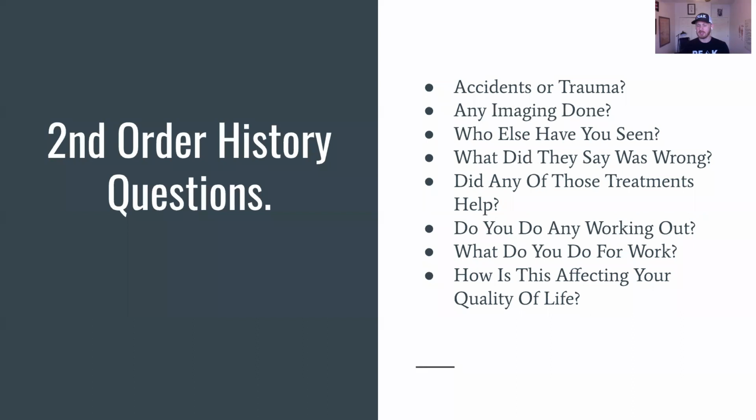I also have the second order history questions. Are there any accidents or trauma? Any imaging done? Have they seen any other practitioners? What did any of those practitioners tell them was wrong? Did any of those treatments actually help? Do they do any working out? What do they do for work? And then I ask them how it's affecting their quality of life. The other webinar goes through that as well. Basically, what we're going to do today through this webinar is break these questions down and put them into the different categories of the 7 problems and what each will present with when you start to ask those questions. So let's get right into it.